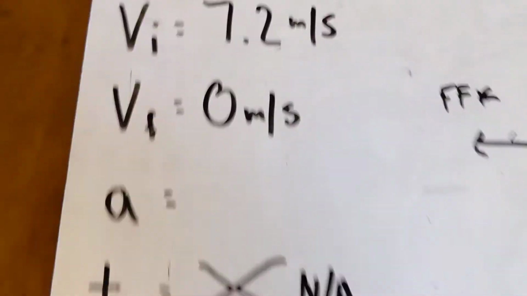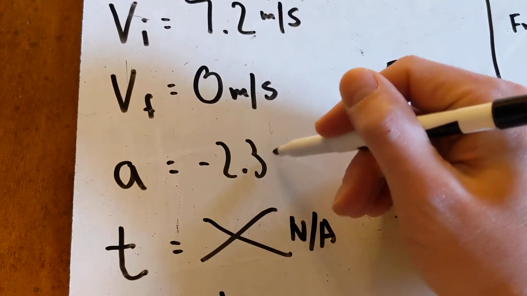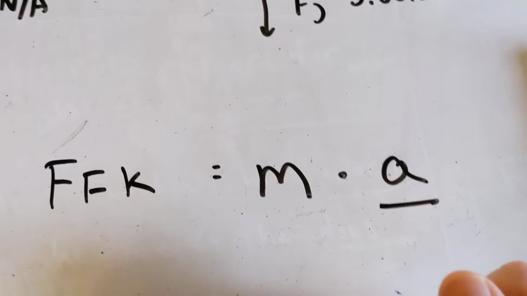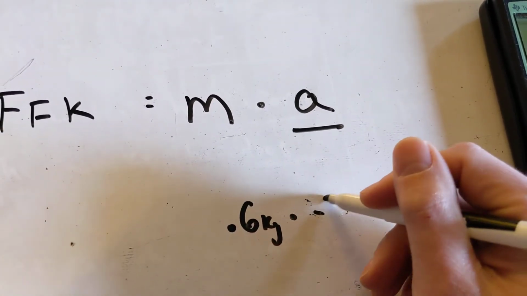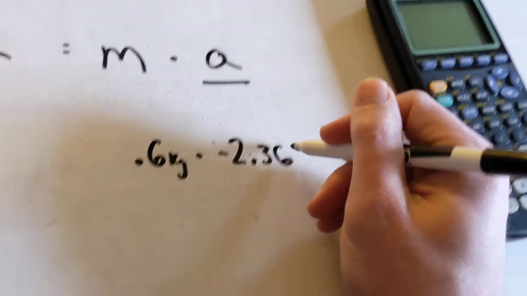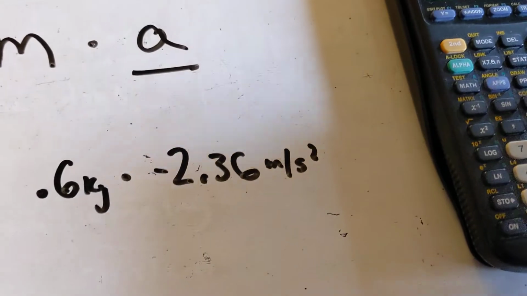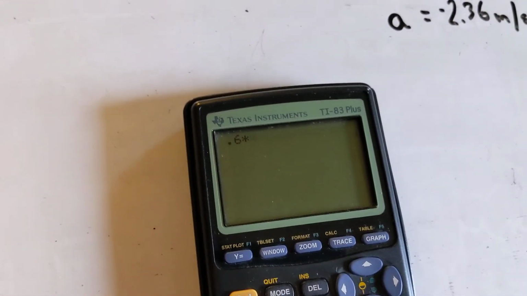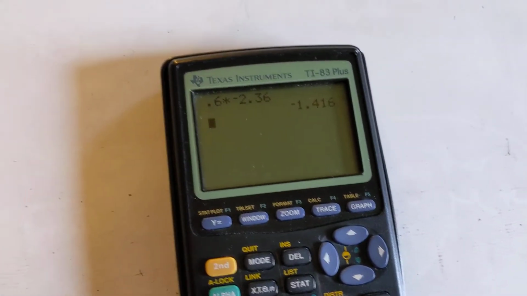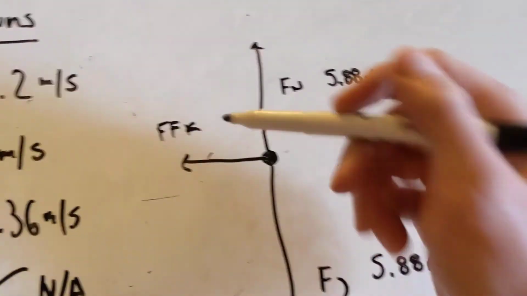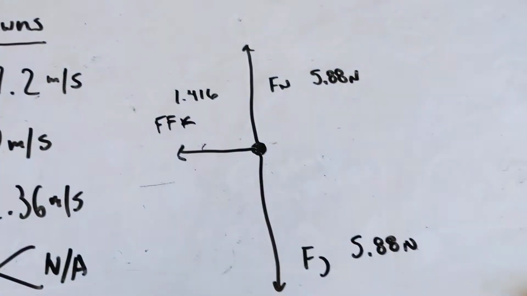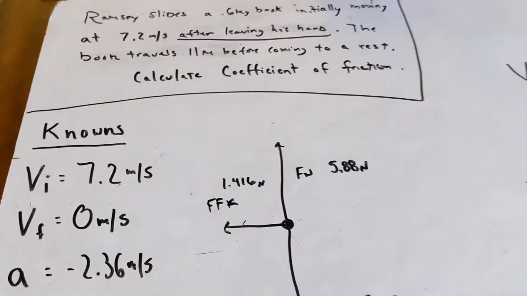Okay, so we've got our acceleration now: negative 2.36 meters per second squared. We plug that in down here, so we've got 0.6, which was our mass, multiplied by negative 2.36 meters per second squared. 0.6 multiplied by negative 2.36 equals negative 1.416. It's going in the negative direction, so we know that, and I'm just going to use the magnitude, 1.416. So FFK, because it's the only thing in our net force equation in the x direction, is 1.416.